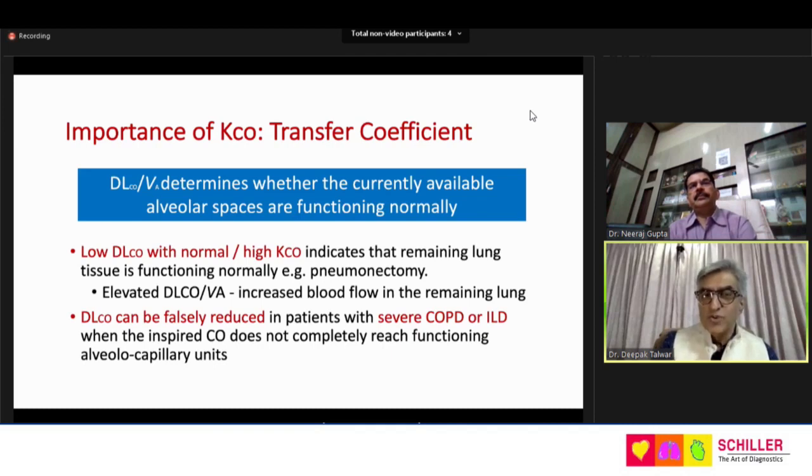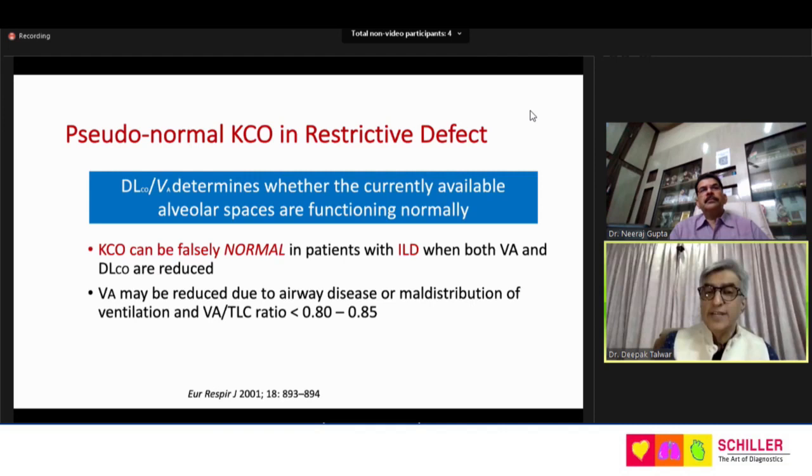A low DLCO with a normal or high KCO can be there in pneumonectomies also, and whenever the rest of the things are normal. But the DLCO can be falsely reduced in patients with severe COPD or ILD when the inspired carbon monoxide does not completely reach the functioning alveolar capillary unit. So we need to understand the DLCO can be falsely reduced. So the KCO is normal and the DLCO is falsely reduced. That's what we are talking about. And there are certain situations in which it is called pseudo-normal KCO, and that is in the restrictive defect, which I told you, in patients with interstitial lung disease, it is falsely normal.